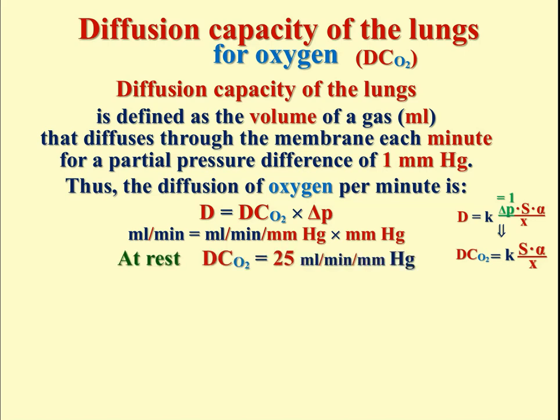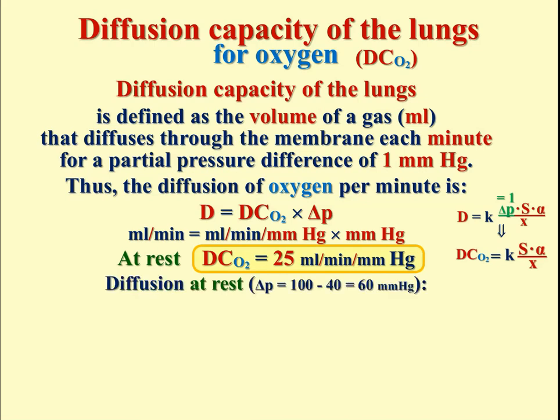At rest, it makes about 25 milliliters per minute per each millimeter mercury of pressure difference. It's necessary to remember. It can be slightly variable, not necessarily only 25. It can be 25, 30 or so, but for calculations, usually we take this standard value, 25. At rest, therefore, we can calculate how many milliliters or even liters of oxygen diffuse.